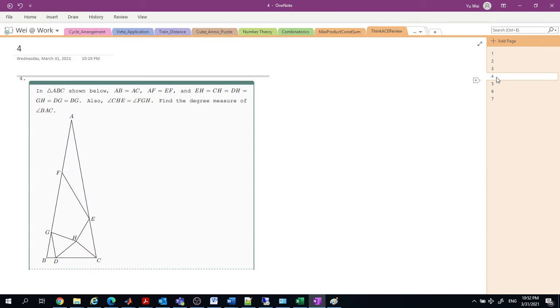So the next question is a geometry one. I think this type of question has too many isosceles triangles and equilaterals. So the first is AB equals AC, so we have the isosceles triangle ABC, and AF equals EF, and EH equals CH equals DH equals GH equals DG equals BG. Wow, so many, okay.